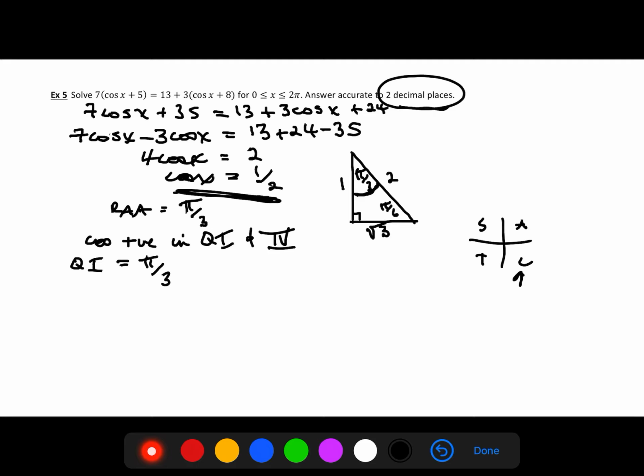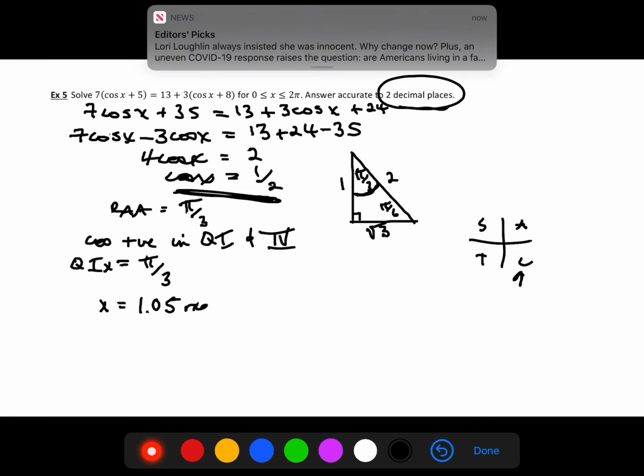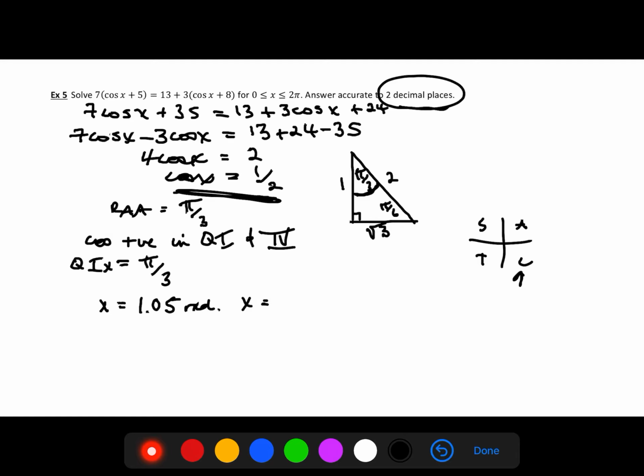Now notice though that our question tells us to find it to 2 decimal places. So we can just take the pi button, divided by 3, and we get 1.05 radians. And again, we are going to put RAD in there because we want to make sure we're not talking about degrees.